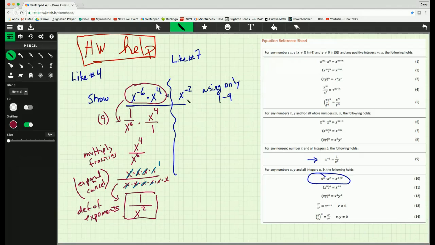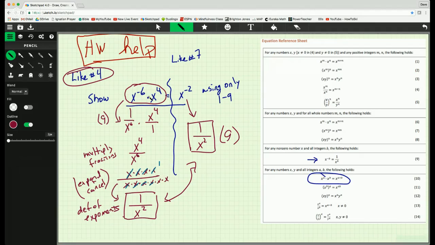Now here, this is just going to be one step. I'm going to go x to the negative 2 is 1 over x squared. And that's, again, by rule number 9. Almost directly, this is rule number 9. X to the negative b is equal to 1 over x to the positive b, or x to the negative 2 is equal to 1 over x squared. So here we have shown that x to the negative 6 times x to the 4th is x to the negative 2. And so this is like problem number 4.